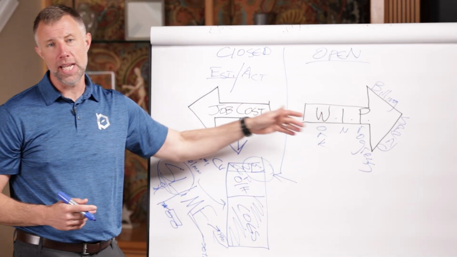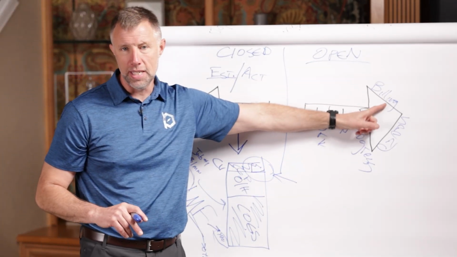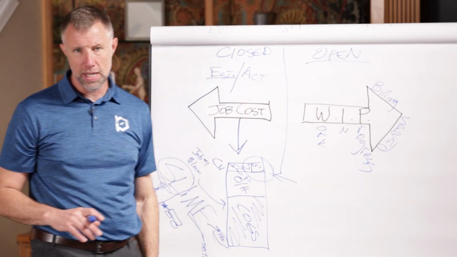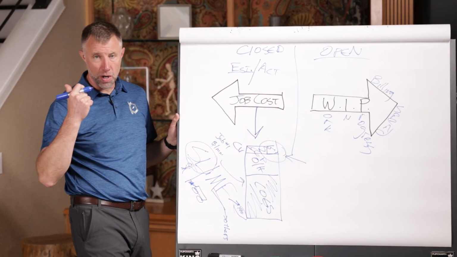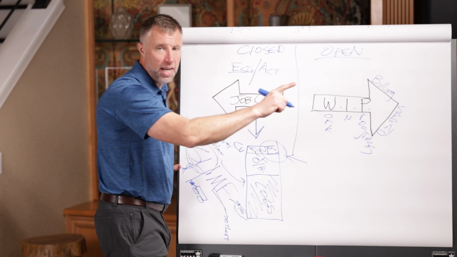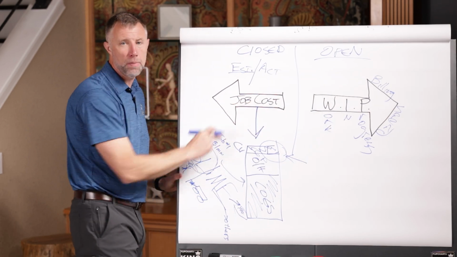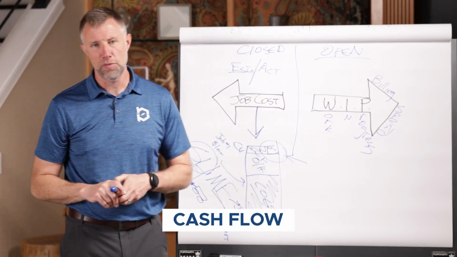And so WIP reporting helps us to understand in open jobs what the delta between our billing and our spending is. So it's important to understand job costing is looking in the rearview mirror, but WIP billing is looking out in front, and it will help us to inform our job costing, and particularly with cash flow in that moment.